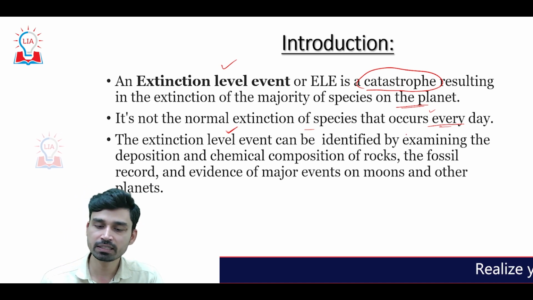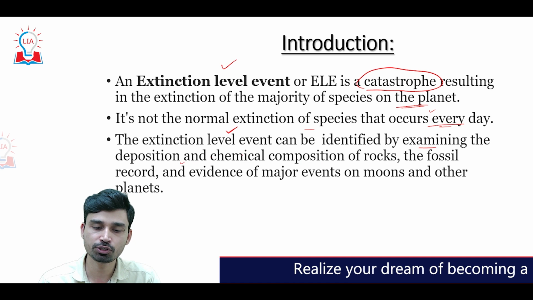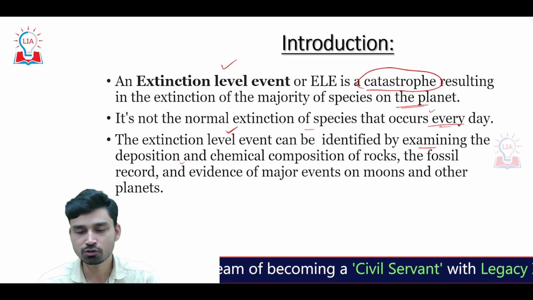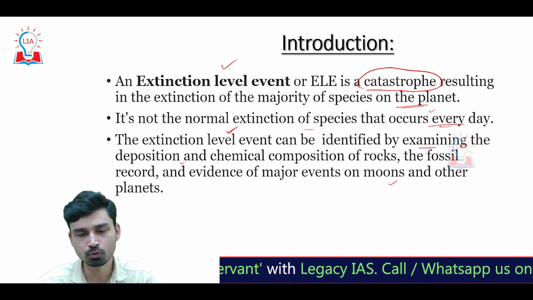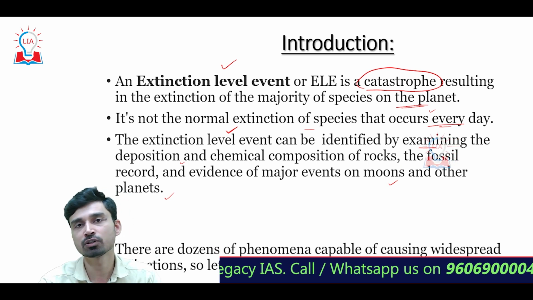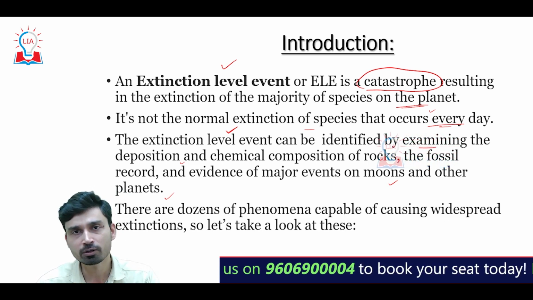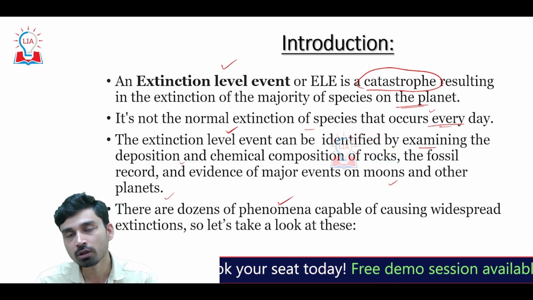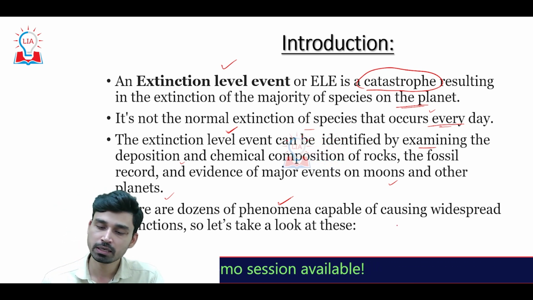So extinction level events can be identified by geologists and archaeologists by examining the deposition and chemical composition of rocks, the fossil record, and evidence of major events that have happened on other celestial bodies such as our moon or even other planets in our solar system. If you look closely, scientists have identified dozens of such phenomena which can happen on the earth's surface, below the earth's surface, or even in the solar system and the universe, which are capable of causing widespread extinction.